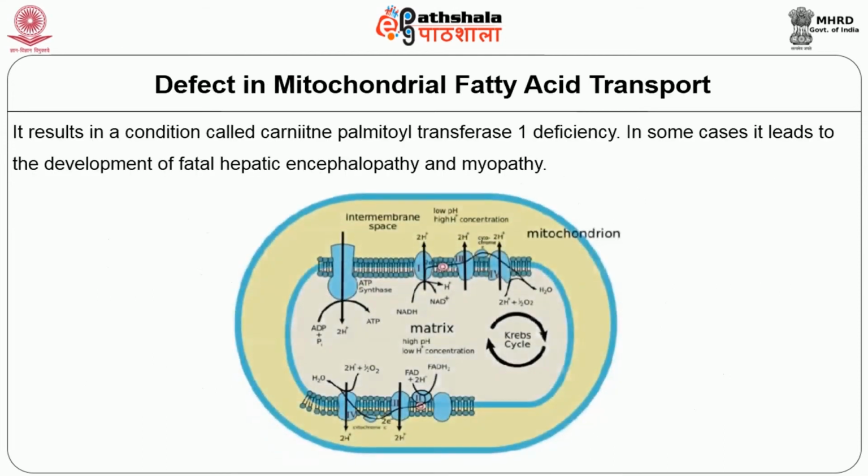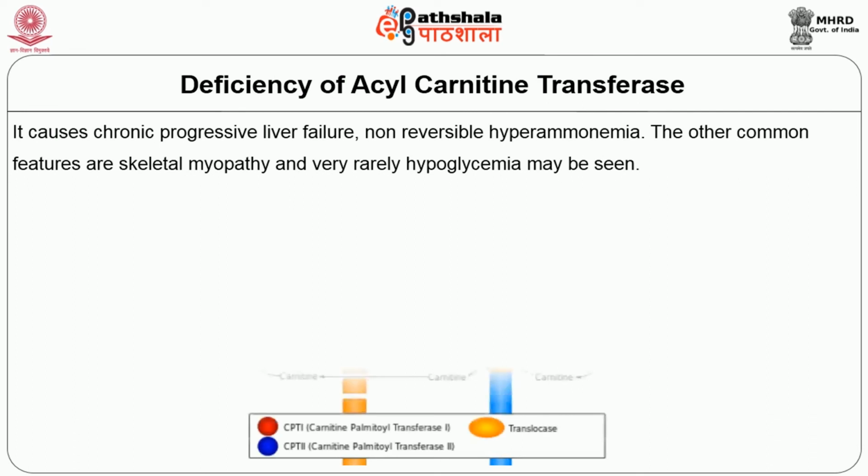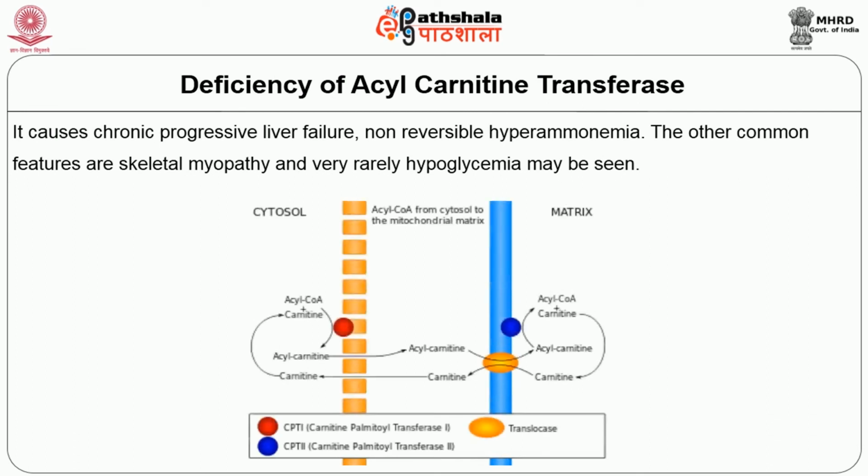Next is the defect in mitochondrial fatty acid transport. It results in a condition called carnitine palmitoyl transferase 1 deficiency. In some cases, it leads to the development of fatal hepatic encephalopathy and myopathy. Next one is the deficiency of acylcarnitine transferase. It causes chronic progressive liver failure and non-reversible hyperammonemia. The other common features are skeletal myopathy and, very rarely, hypoglycemia may be seen.